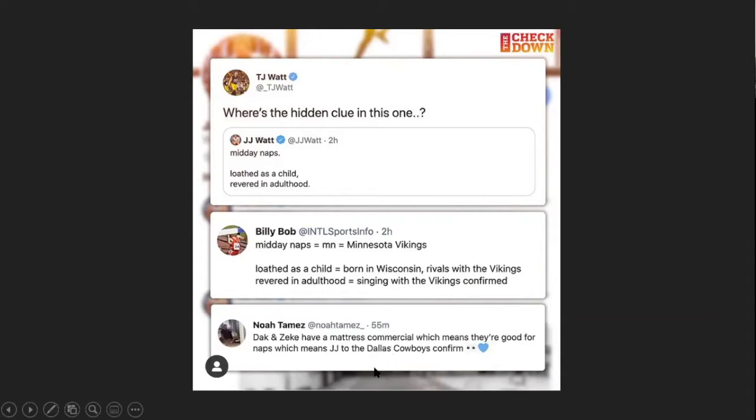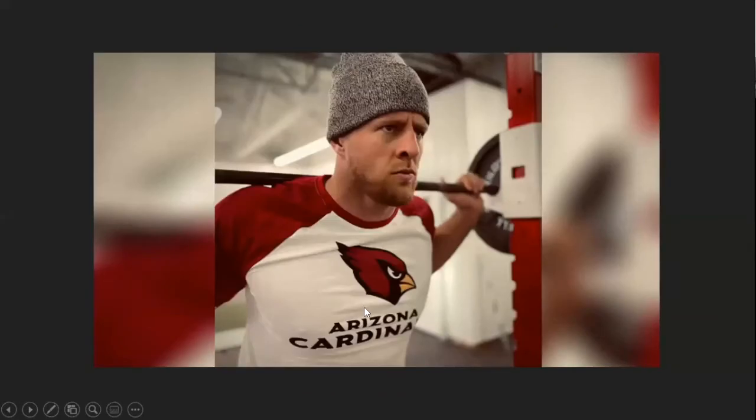Okay. And then finally, we've got Dak and Zeke, two other players from the Cowboys. They have a mattress commercial, which means they're good for naps, which means JJ Watt's going to go to the Dallas Cowboys. Now, again, some of these things are all in jest, but it actually turns out none of those people were right. JJ Watt ended up going to the Cardinals this offseason.